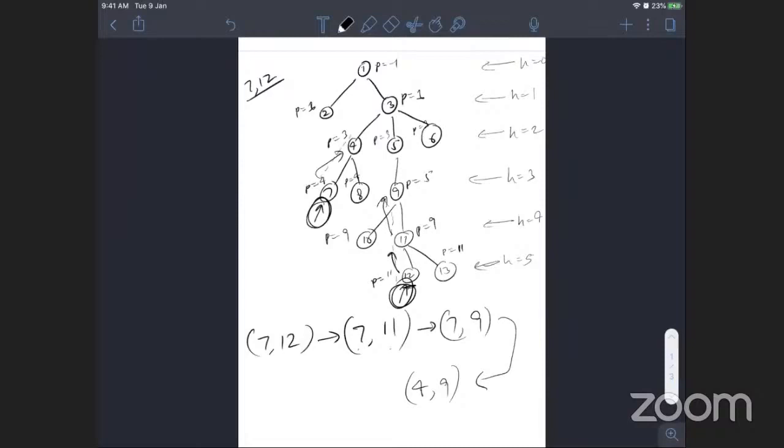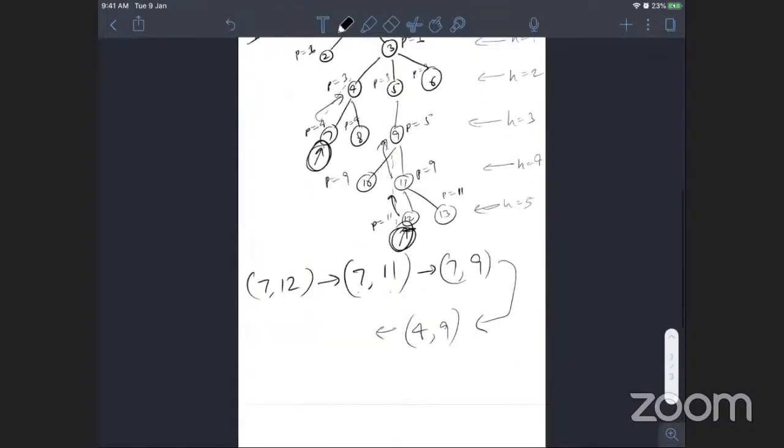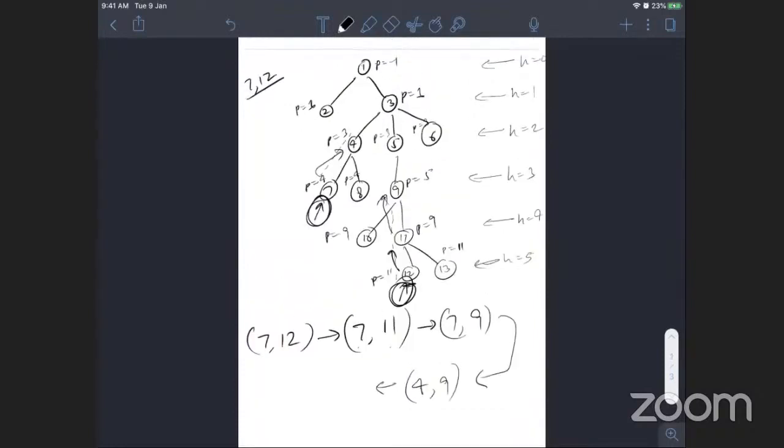And the rule for moving is whoever is deeper gets to move. And because of that, they meet for the first time at the lowest common ancestor. So once you are at 4, 9, who is the deeper guy? 4's height is 2, 9's height is 3. So 9 will move, right? And 9 will move to 5.